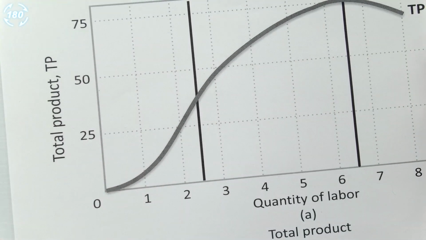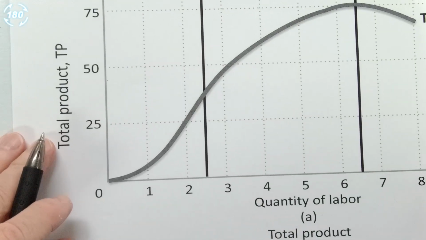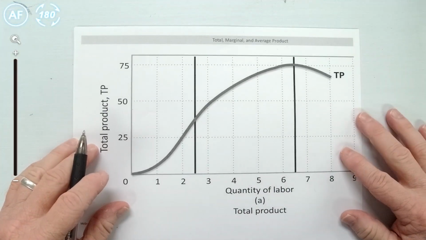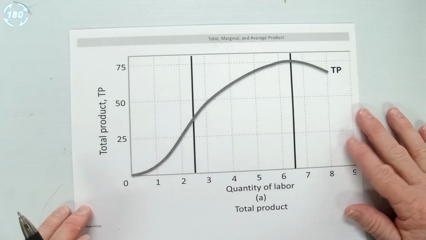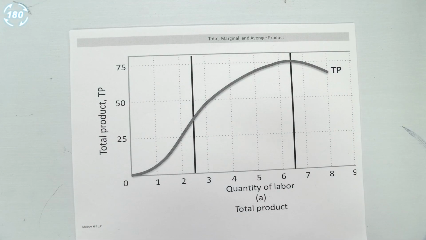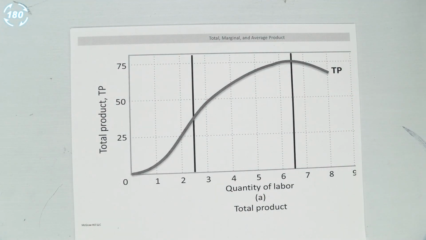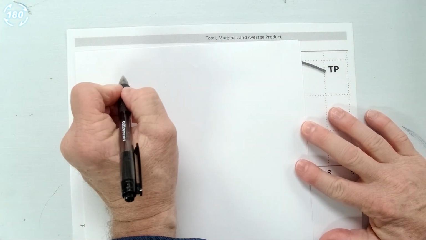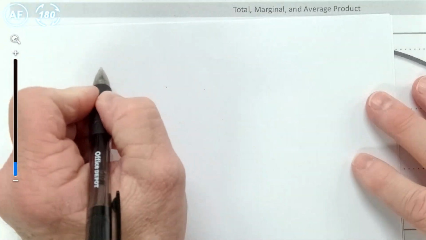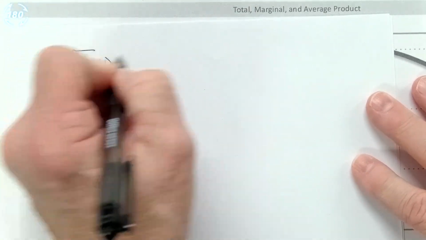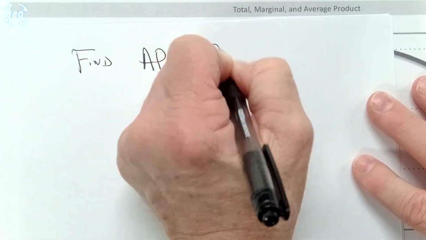All right, a couple things I want to mention here. Average, recall, is total divided by the number of units of labor. So suppose we want to find the average product for 2 workers. So I'm going to write on this. Here you go. Hang on, class. Okay, so let's find some things. We're talking about marginal product and average product. So let's find average product of 2 workers.